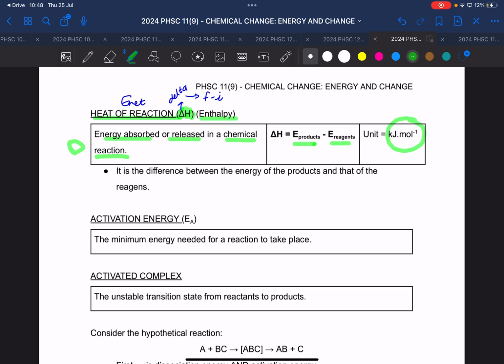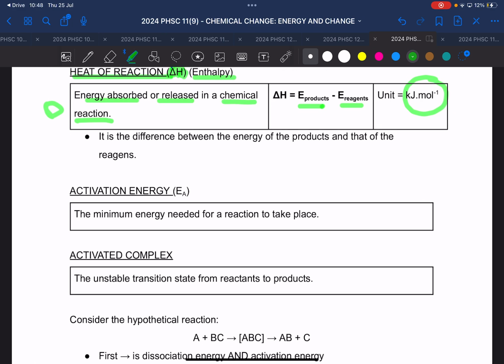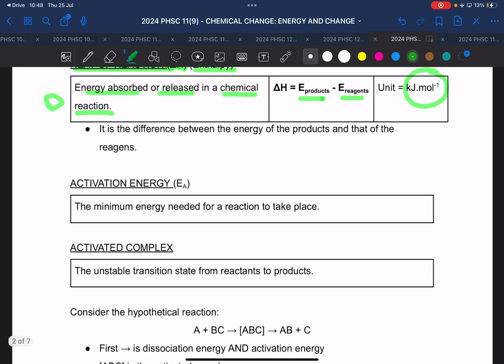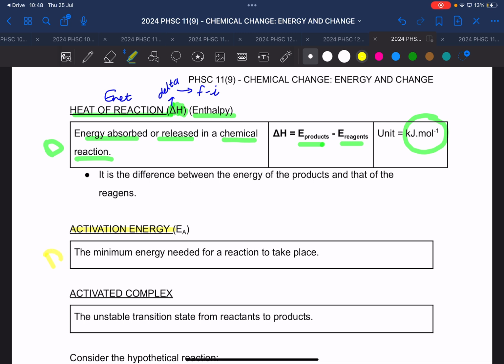Okay, then before we can go to the graphs, 3 more things. You have something called the activation energy. The definition there is that it is the minimum, you must say the word minimum, energy needed for a reaction to take place. Okay, so that is the same as the dissociation energy, the energy required for the reaction to take place.